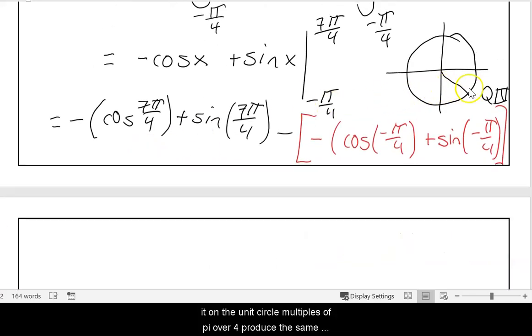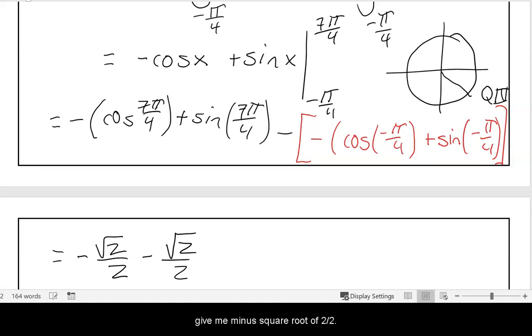Recall that on the unit circle, multiples of pi over 4 produce the same values for both sine and cosine, which are positive and negative square root of 2 over 2, or 1 divided by the square root of 2. Since I'm in quadrant 4, the cosine, which represents x, will be positive. This, however, will stay negative because of the negative on the outside. That gives me negative square root of 2 over 2. Sine in quadrant 4 would be negative, which will also give me minus square root of 2 over 2. This accounts for the first two terms.